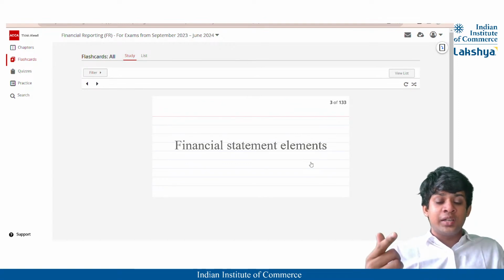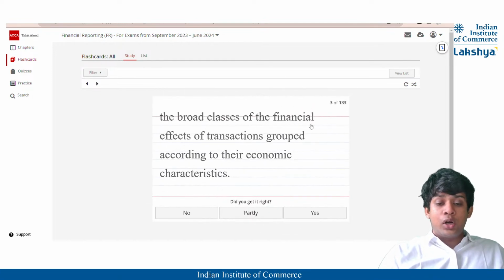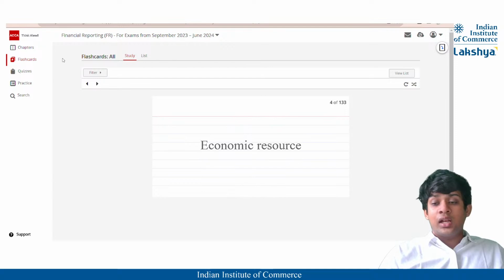Statement of profit or loss, statement of other comprehensive income, statement of changes in equity, statement of financial position, right? And your disclosure notes or explanatory notes. Then you click on this and you see, okay, the broad classes of these are nothing but groups according to their economic characteristics. So you can just state yes.